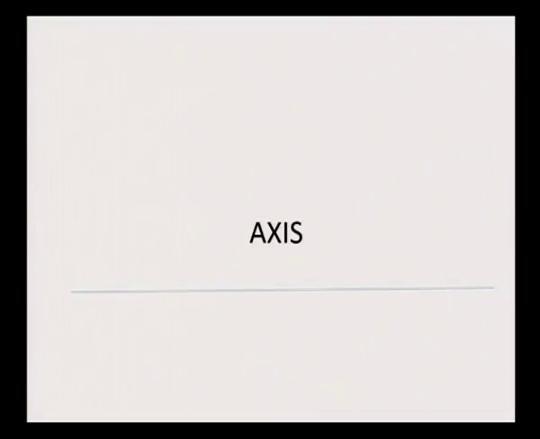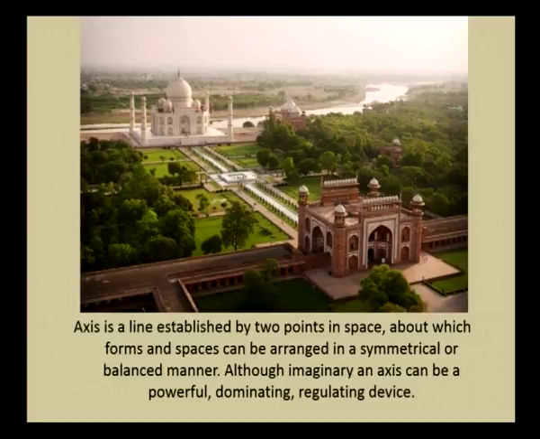We will see all these principles one by one in detail with architectural examples. We have to keep in mind all these principles are not only for architecture, even for art like sculpture and painting. We have all these principles that can be applied that make a painting harmonious, beautiful or functional. Now we will see about axis.